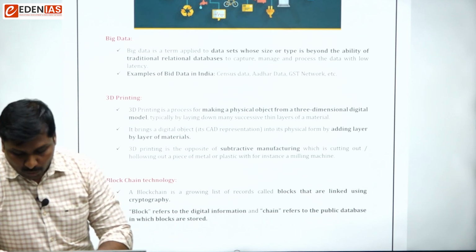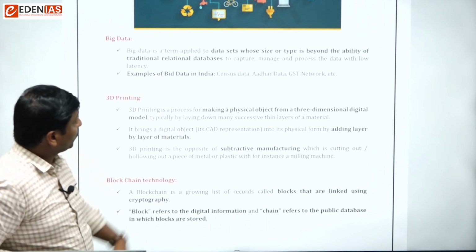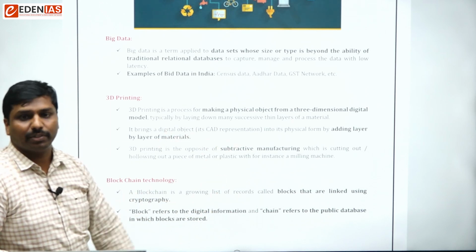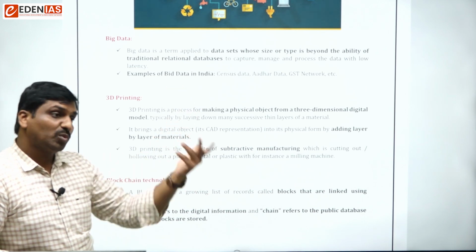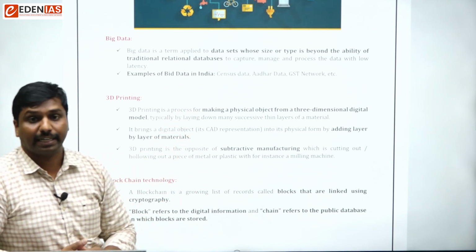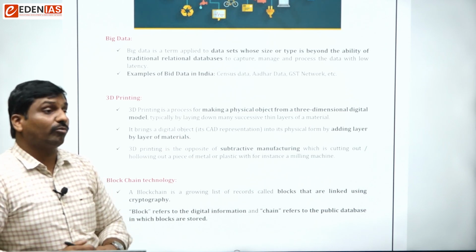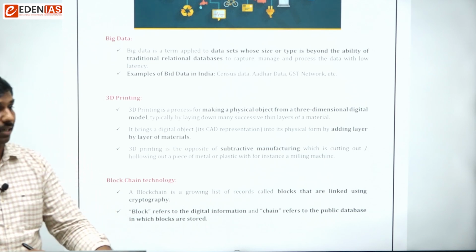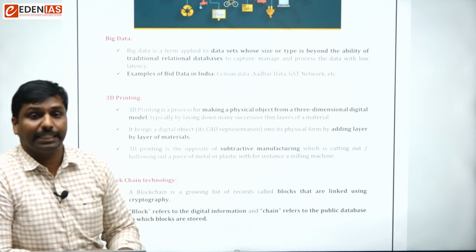Another example is Aadhaar data. Aadhaar is similar, since all the people have Aadhaar data, so storing that is also a kind of big data. Then you can also think about the GST network and GST data, and bank related data. All such things could be examples of big data.